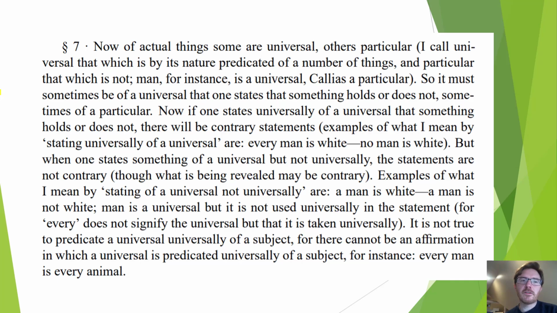So we've got one more section that I want us to look at here. Now he's defining another set of terms, this time very critical terms in the study of Aristotle, the terms universal and particular. He says, "Now of actual things, some are universal, others particular. I call universal that which is by its nature predicated of a number of things, and particular that which is not. Man, for instance, is universal, Callias, a particular." So here, notice that there's a very significant thing going on in the parentheses.